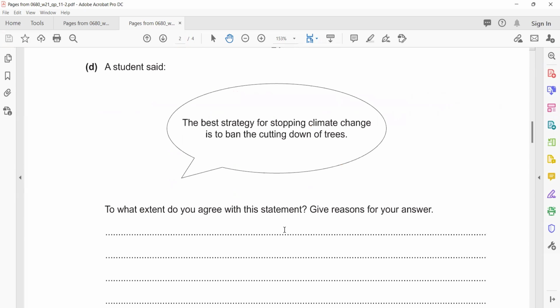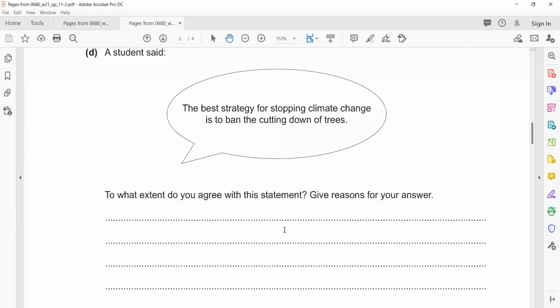Okay, now they're saying the student said the best strategy for stopping climate change is to ban cutting down trees. One of the students said that if you want to stop climate change, the first thing you should do is stop cutting the trees. You should not allow anyone to cut the trees. Okay, this is his point of view.